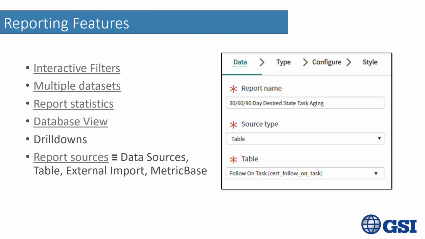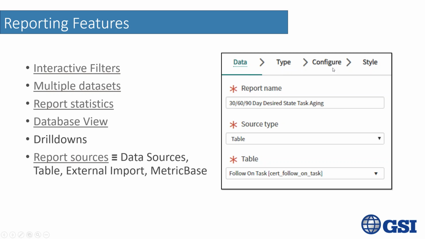We're going to now go into the details of some of the reporting feature functions. If you look on the right-hand side of the chart, when you build out a report, you generally go from left to right, where you first identify what your data source is. In that data source, you can pull from a table, external data sources, or metric base. Then you go into the second tab in terms of a workflow. That's where you decide what type of report you want to configure or create. The next tab is the configuration of the report.